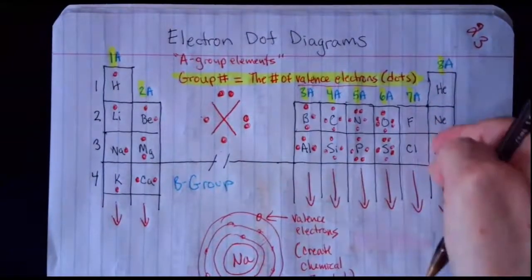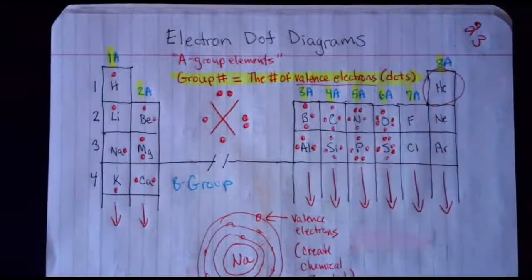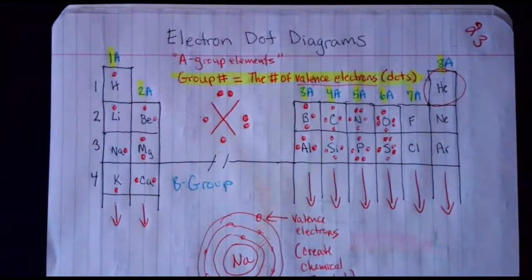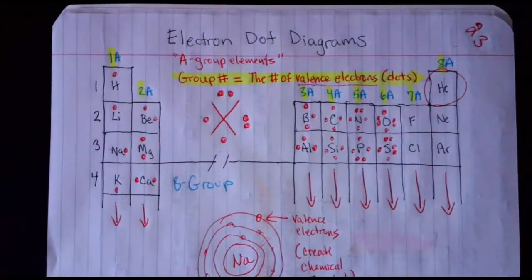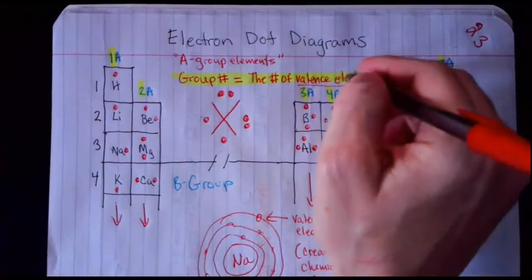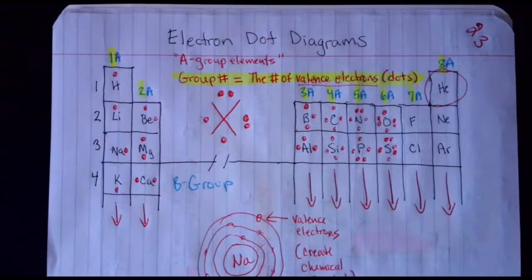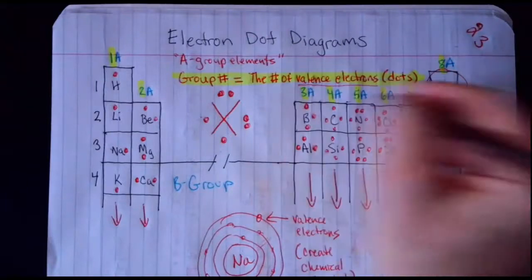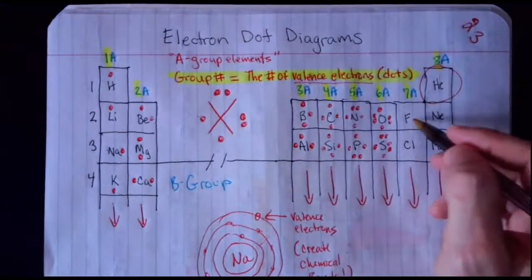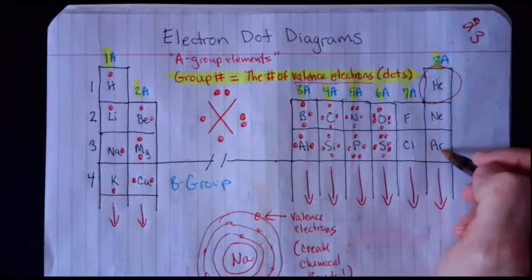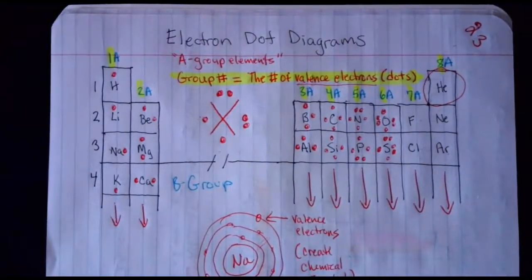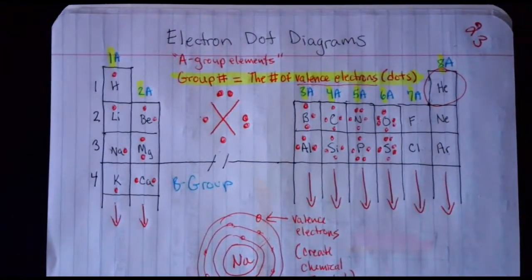I want you guys to not do helium yet. Helium's a rule breaker. Okay? Not really a rule breaker in the sense of how we described it here, but it doesn't follow this nice pattern. So do fluorine, chlorine, neon, and argon. I'm just going to be quiet for a moment and let you see if you can do it correctly.